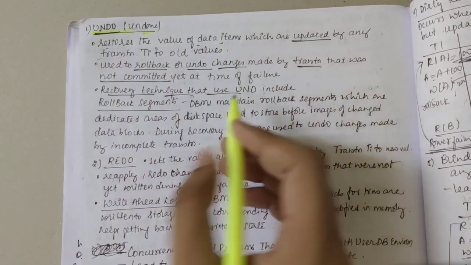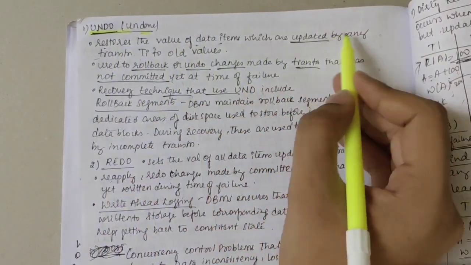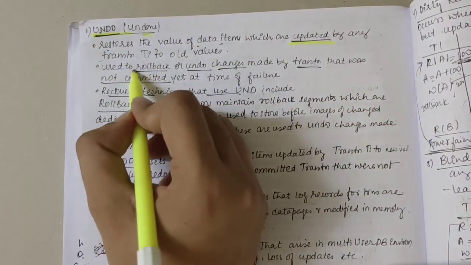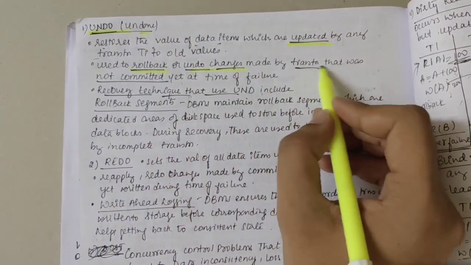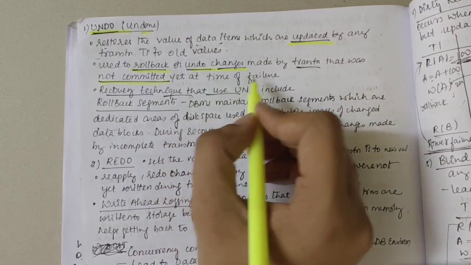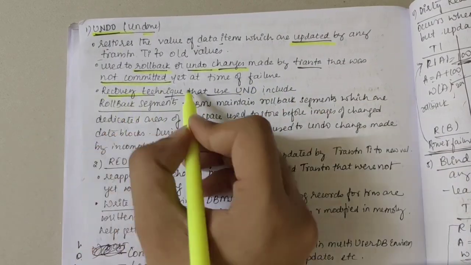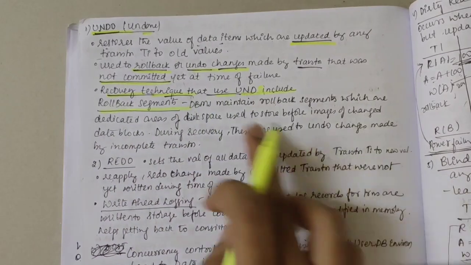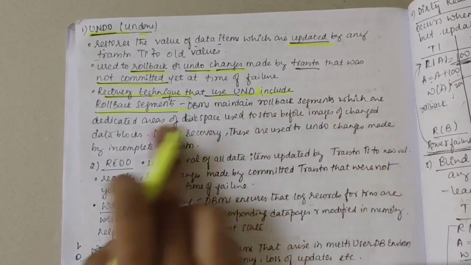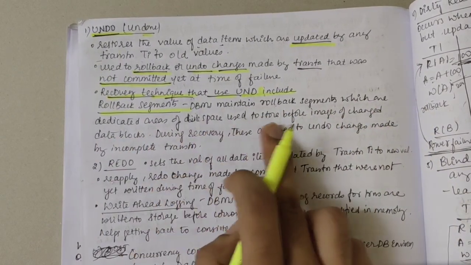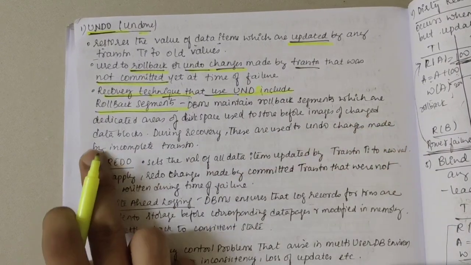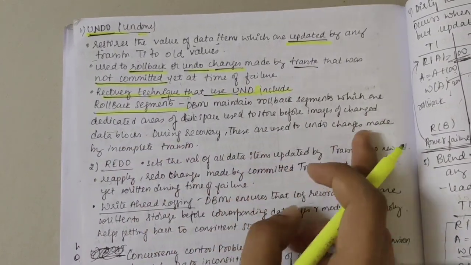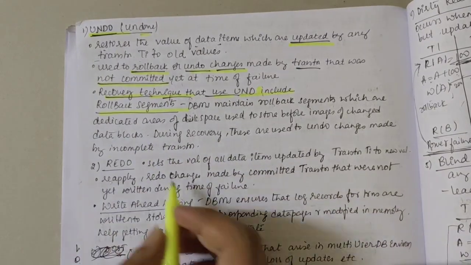We have undo. It is used to roll back the changes made by transactions that were not committed at the time of failure. A recovery technique that uses undo is rollback segments. The database maintains rollback segments, which are dedicated areas of disk space used to store before images of changed data blocks. During recovery, these are used to undo changes made by the incomplete transaction.